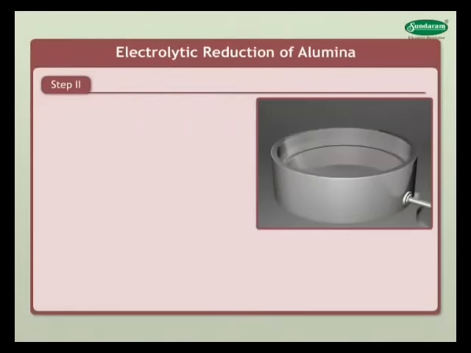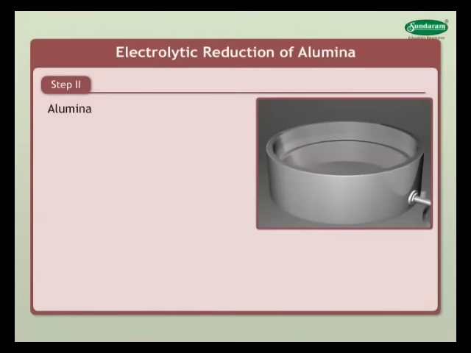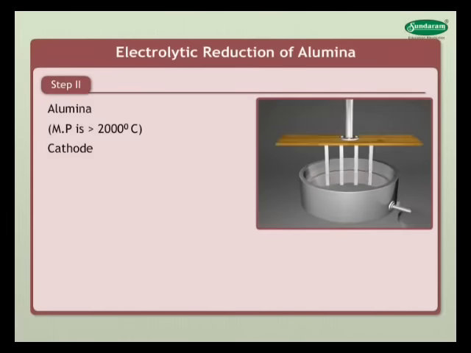Step 2. Electrolytic reduction of alumina. In this process, a molten mixture of pure alumina whose melting point is less than 2000 degrees Celsius is electrolyzed in a steel tank. This tank is lined inside with carbon, graphite, which acts as a cathode, and a set of carbon graphite rods dipped in the molten electrolyte act as anode. Cryolite and fluorspar is also added to the mixture to reduce the melting point to about 1000 degrees Celsius.